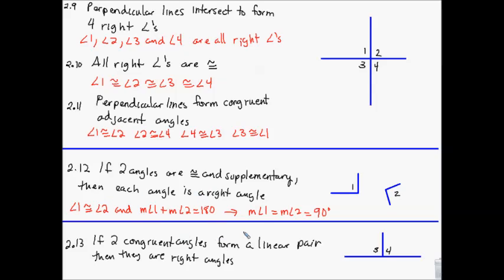And then if two congruent angles form a linear pair, then they're right angles, which again, this makes sense because a linear pair is 180 degrees, and so angle 3 would be congruent to angle 4. And they'd add up to 180, and then that would mean that they were both 90 degrees.